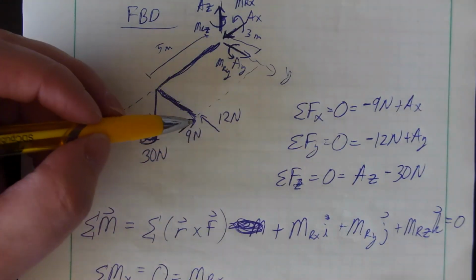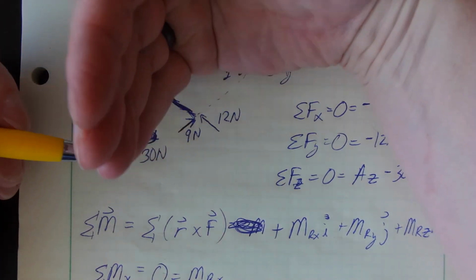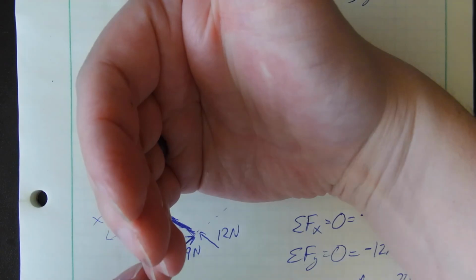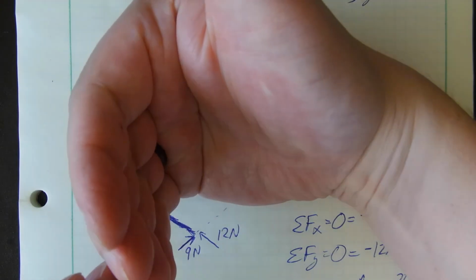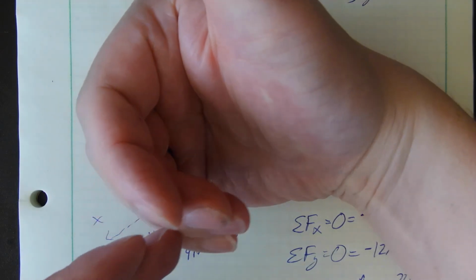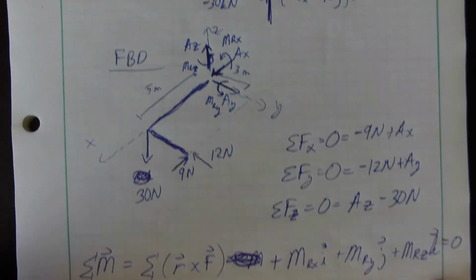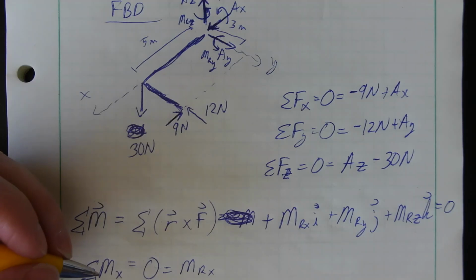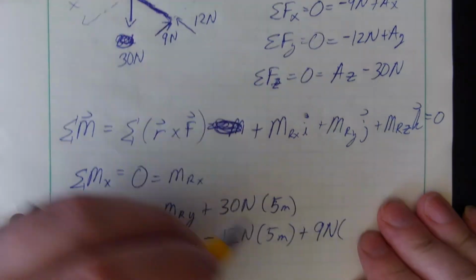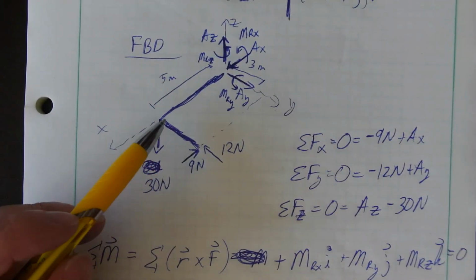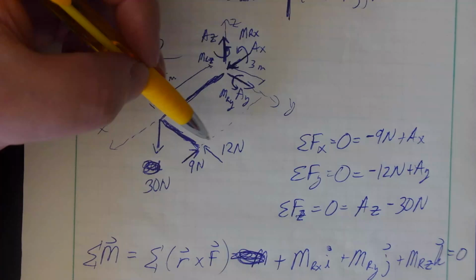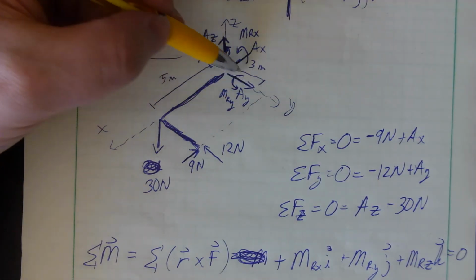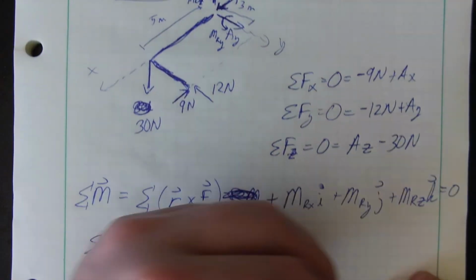And then also I've got this guy. So if I put my thumb in the positive z direction, and I take this 9 newton force right here, and I push my fingers in the direction of that 9 newton force, notice they're causing my right hand to close there. That is a positive 9 newtons. And its lever arm, or moment arm, notice its line of action is 3 meters from the z-axis.